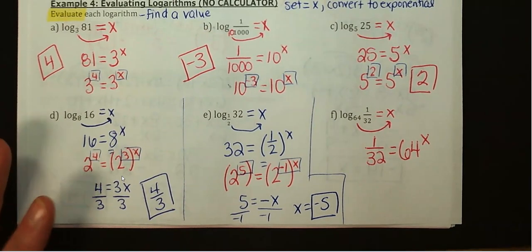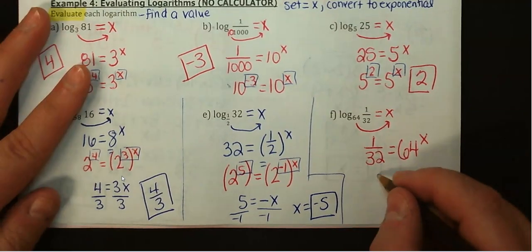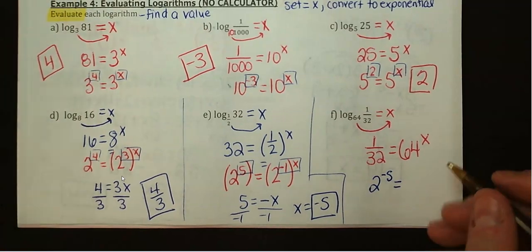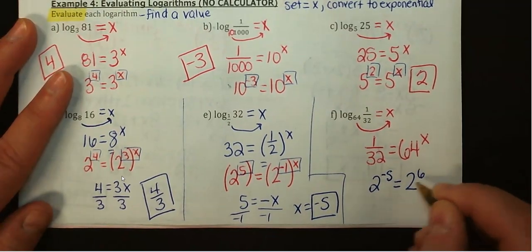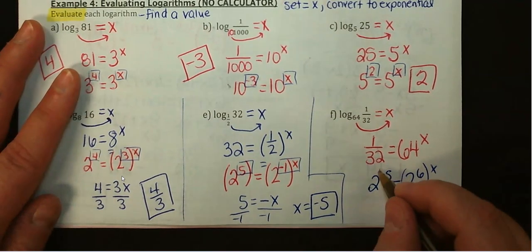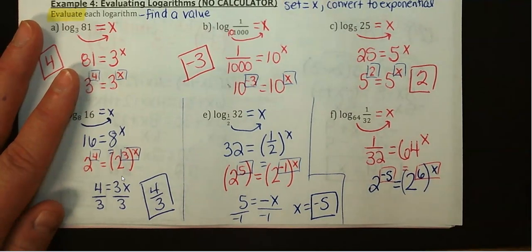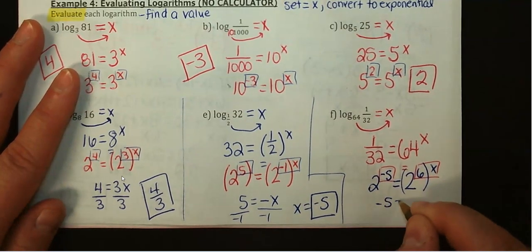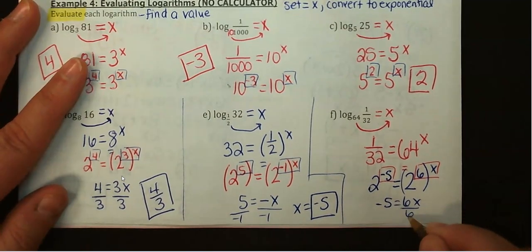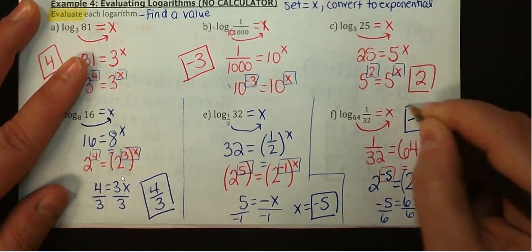Okay, now we just did 32 is 2 to the 5th, right? If I have 1 over 32, it's just 2 to the negative 5th. And then 64 is 2 to the 6th, but then I'm taking that to the x. So once I get my bases both to be the same as 2 here, we're just going to set our exponents equal to each other. So we'd get negative 5 equals 6 times x. So we would just divide by 6 real quick to get the x alone. And it would be negative 5/6.